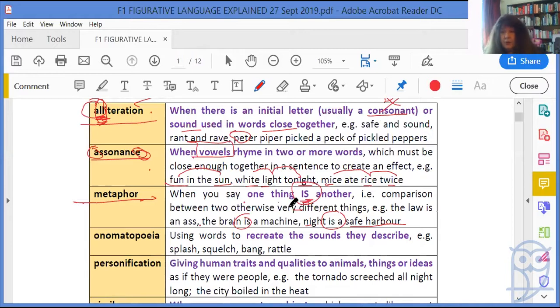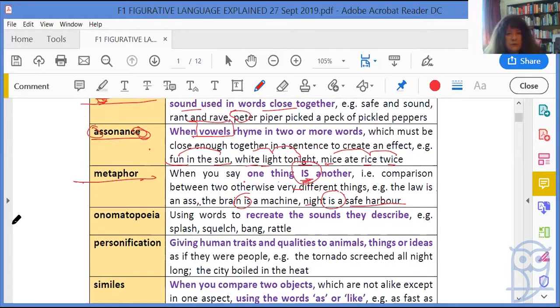You can make up your own metaphors. We're going to be looking at more examples later on. Okay, so the good thing about it, sure, you can make up anything when you're saying one thing is another. It all depends on your imagination and creativity.